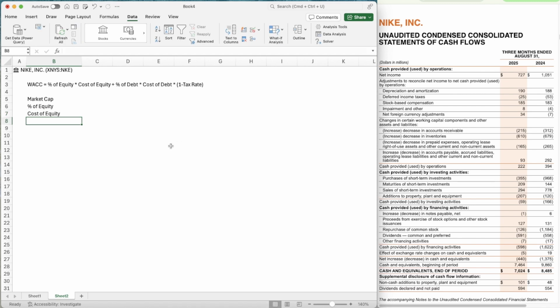And the cost of equity is the risk-free rate, the beta, and the equity risk premium. Then we want to know the debt, percentage of debt, cost of debt, tax rate. The total here, then put WACC.